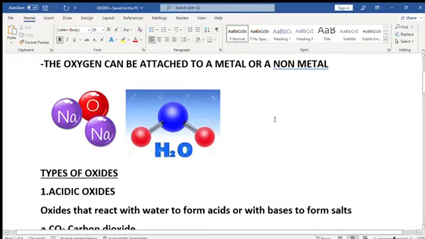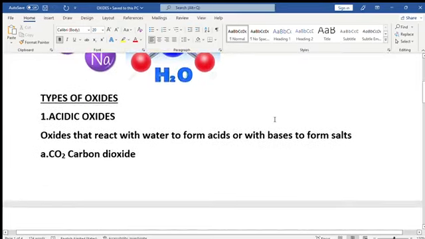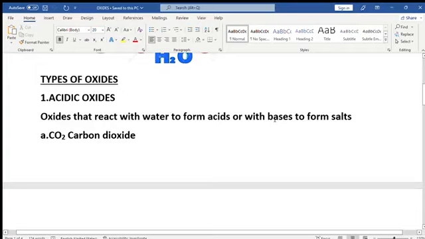Now, what are the types of these oxides? So we basically have four types of oxides. The first one that we talk about is called an acidic oxide. From the word acidic oxide, you expect that this type of oxide will have some acidic properties, right? And so you can define it as an oxide that can react with water to form an acid, or with a base to form a salt.